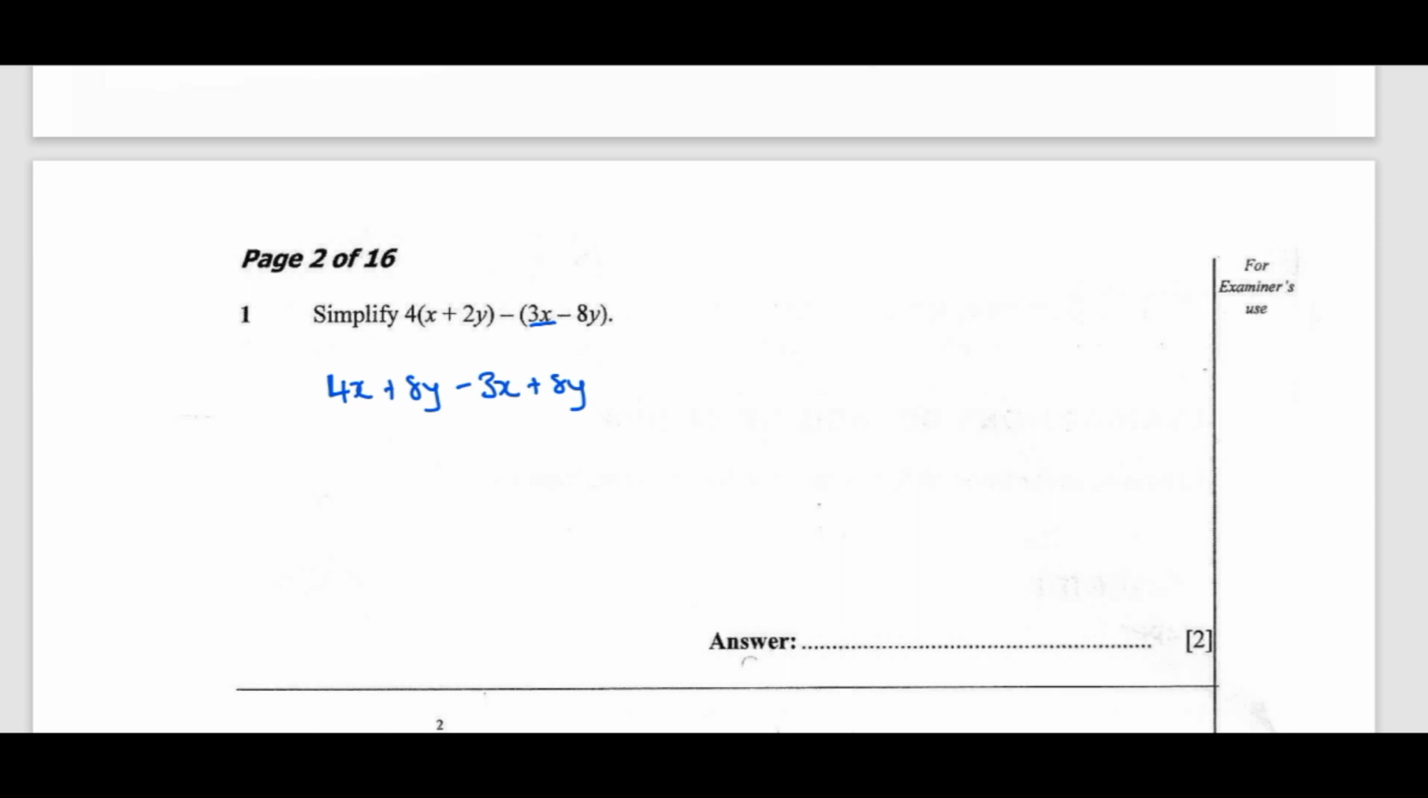And then when you reach this step, you collect the like terms. So we say 4x minus 3x plus 8y plus 8y. What are you going to have when you subtract 4x minus 3x? You have x. 8y plus 8y, we're going to have 16y. When you reach this stage, you'll find that these are unlike terms, so you will not go further. So the answer is x plus 16y.